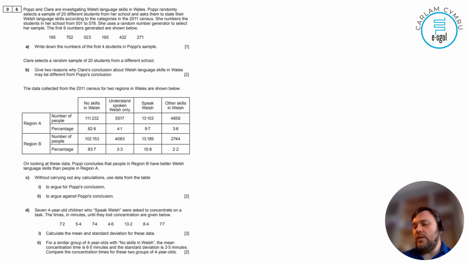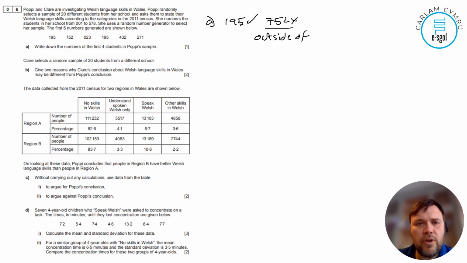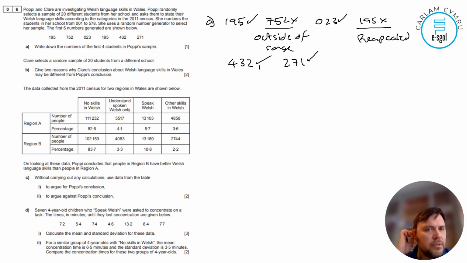So the first one in the list, if I write down A here, is 195, I'm going to put a tick because I'm choosing that. 752, I'm going to put a cross and I'm going to say why: it's outside of range. Range goes up to 578. Then I'm going to go to 023, tick. 195, I'm going to put a cross, repeated. 432 and 271 are both ticks, and then I've answered the question.